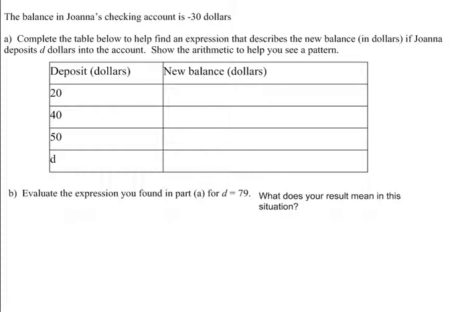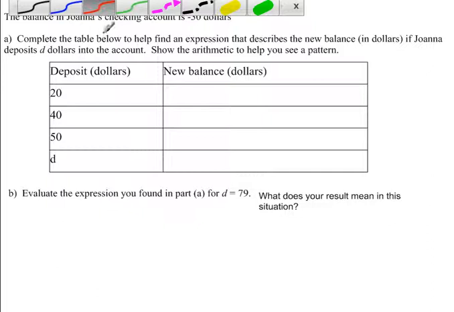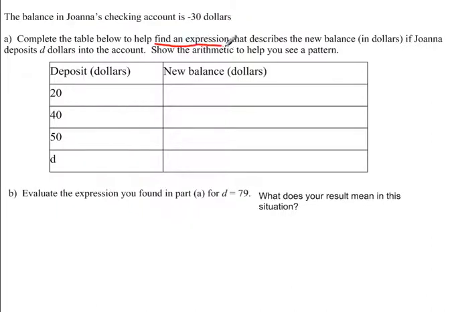So we'll start off by looking at the table and figuring out how we can use the information here to help us to come up with that expression. That's what we're trying to do, is to find an expression that describes the new balance if Joanna deposits D dollars. And we can see that D down here at the end. But first we're going to try it with some actual numbers to help us to see what's going on.